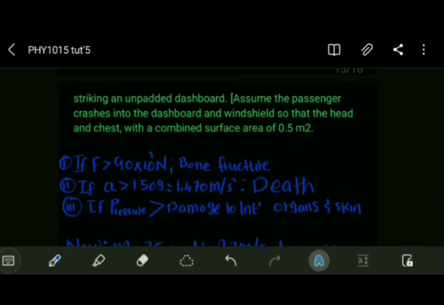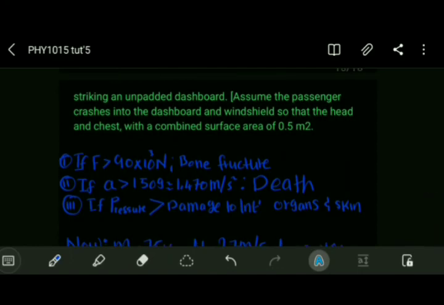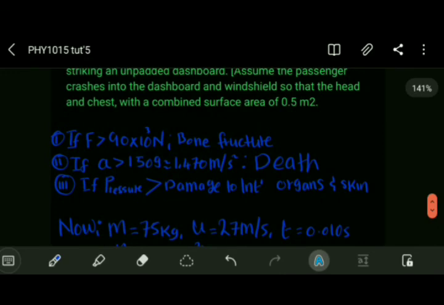Okay, so these are the conditions here. We are being told that if the force on this passenger is greater than 90 kilonewtons, we are going to have a bone fracture. If the acceleration is greater than 150 g, then we are going to record a death.